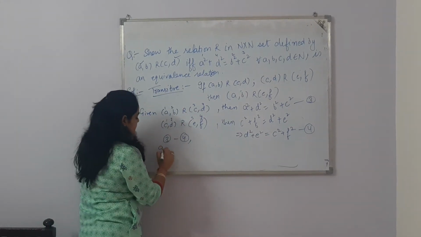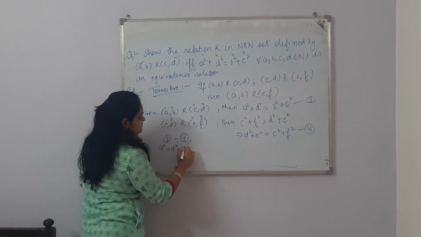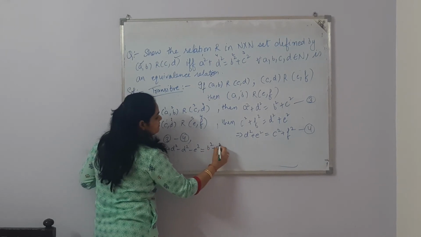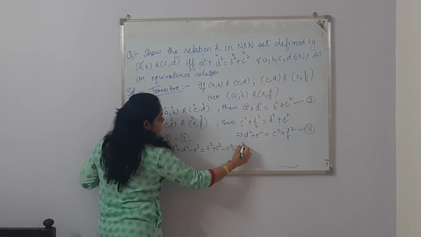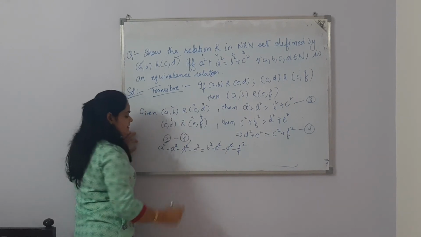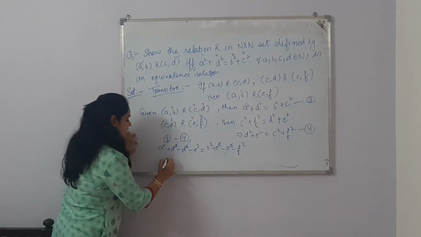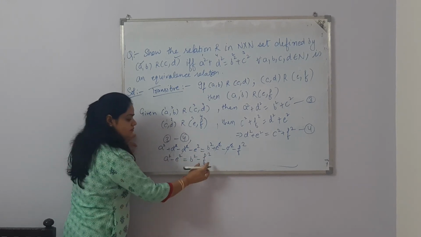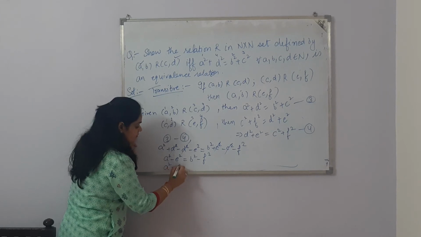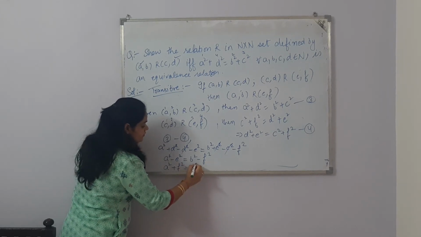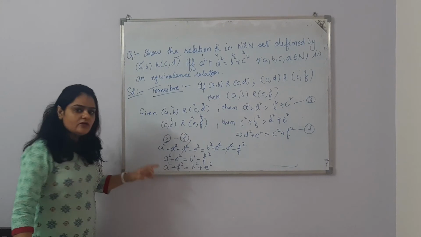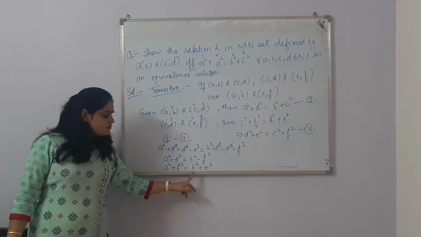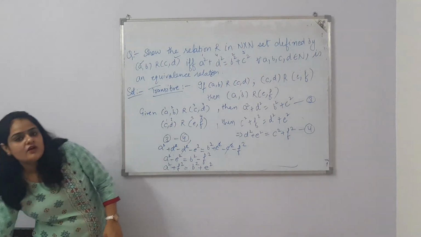Now if we subtract, the left hand side will subtract from the left hand side and the right hand side from the right hand side. C square will cancel with C square and D square will cancel with D square. A square minus E square, D square minus F square. This minus F square, when it comes to this side it becomes positive, and also E square becomes positive. Now A square plus F square is equal to B square plus E square. This is the relation we got.